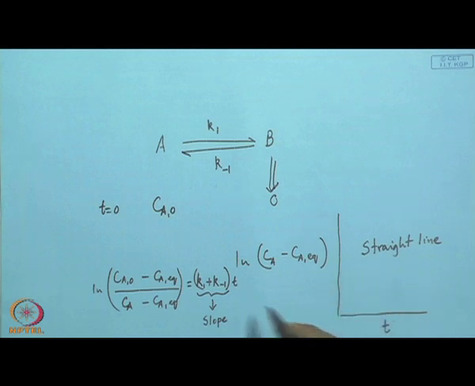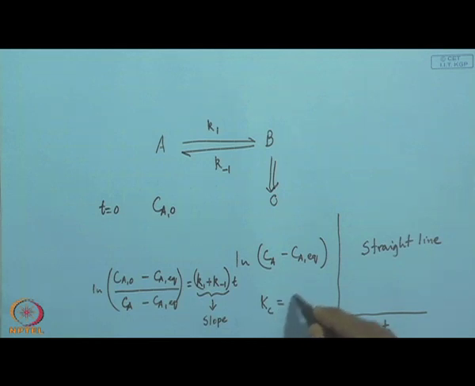So, from this plot you will get K1 plus K minus 1, and your equilibrium constant Kc can be determined experimentally. There are various ways of finding the equilibrium constant. So, Kc is equal to K1 by K minus 1, which can be experimentally obtained. If we now combine this slope and this, we can separate out K1 and K minus 1, that means we can find out K1 and K minus 1.